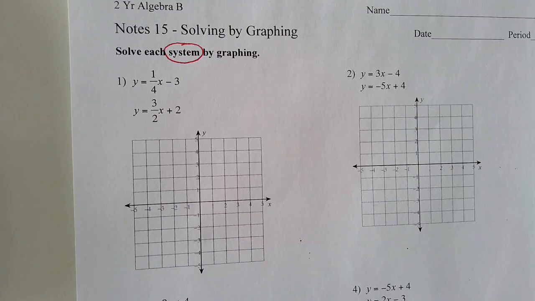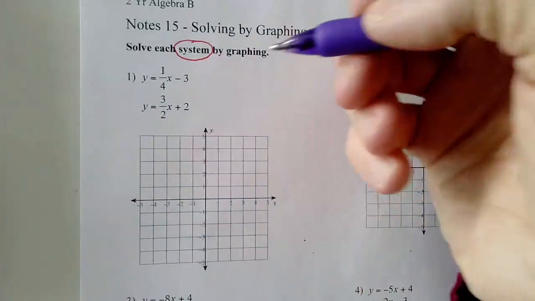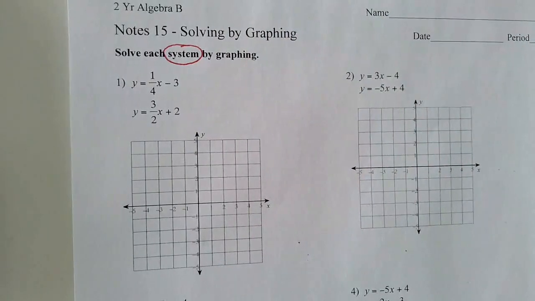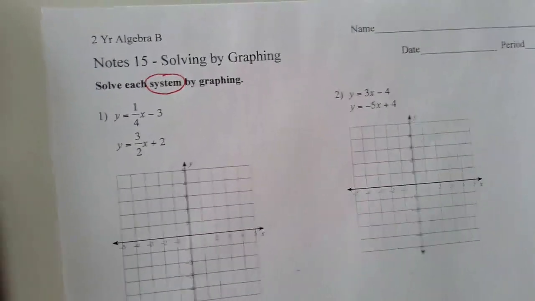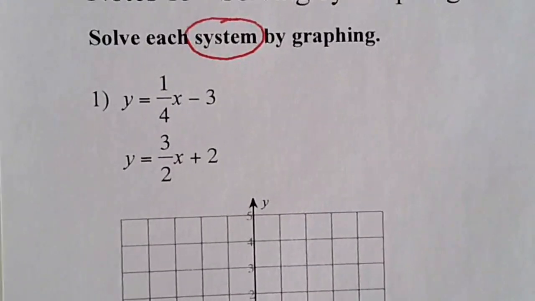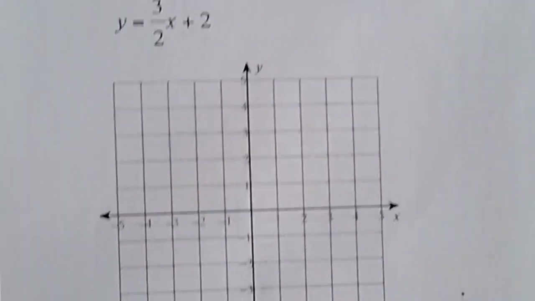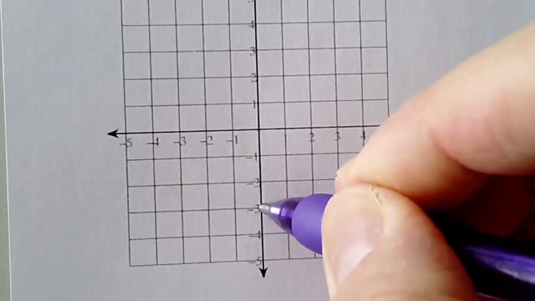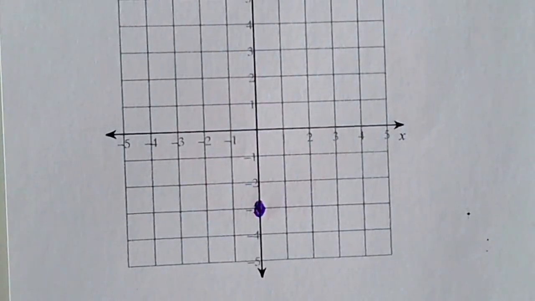So let's find that by first graphing this one in purple. So first what we're going to do is we're going to name our B, which is our y-intercept. So I'm going to zoom in on this a little bit more. Okay, so we're going to plot our B. Our B is -3. So that means we're going to go to this graph and find -3 and plot that right there. That's one of the points on our line.